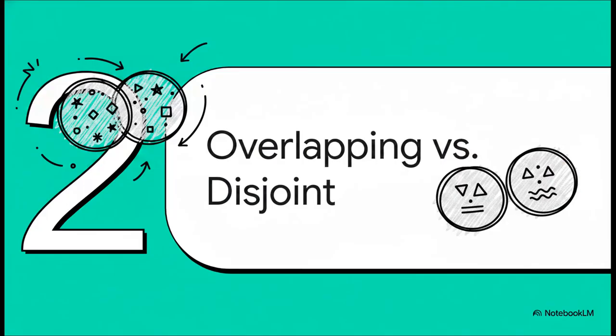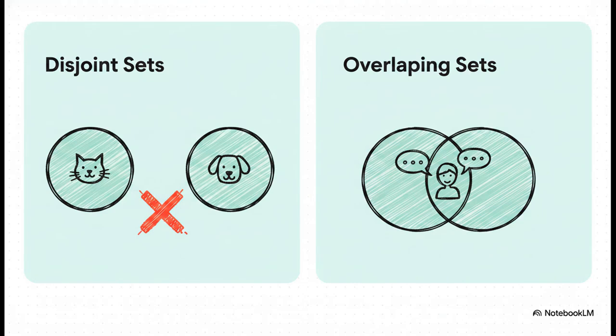All right, so these sets can relate to each other in 2 really important ways, and getting this difference is absolutely crucial if we want to count them correctly. Let's dig into what makes sets either overlapping or what we call disjoint. So disjoint sets are just completely separate, no connection whatsoever. Think of it like cats and dogs. An animal is either a cat or a dog. It can't be both. But overlapping sets, now they share at least one thing. Think about people who speak Spanish and people who speak French. You'll definitely find some people who can speak both.